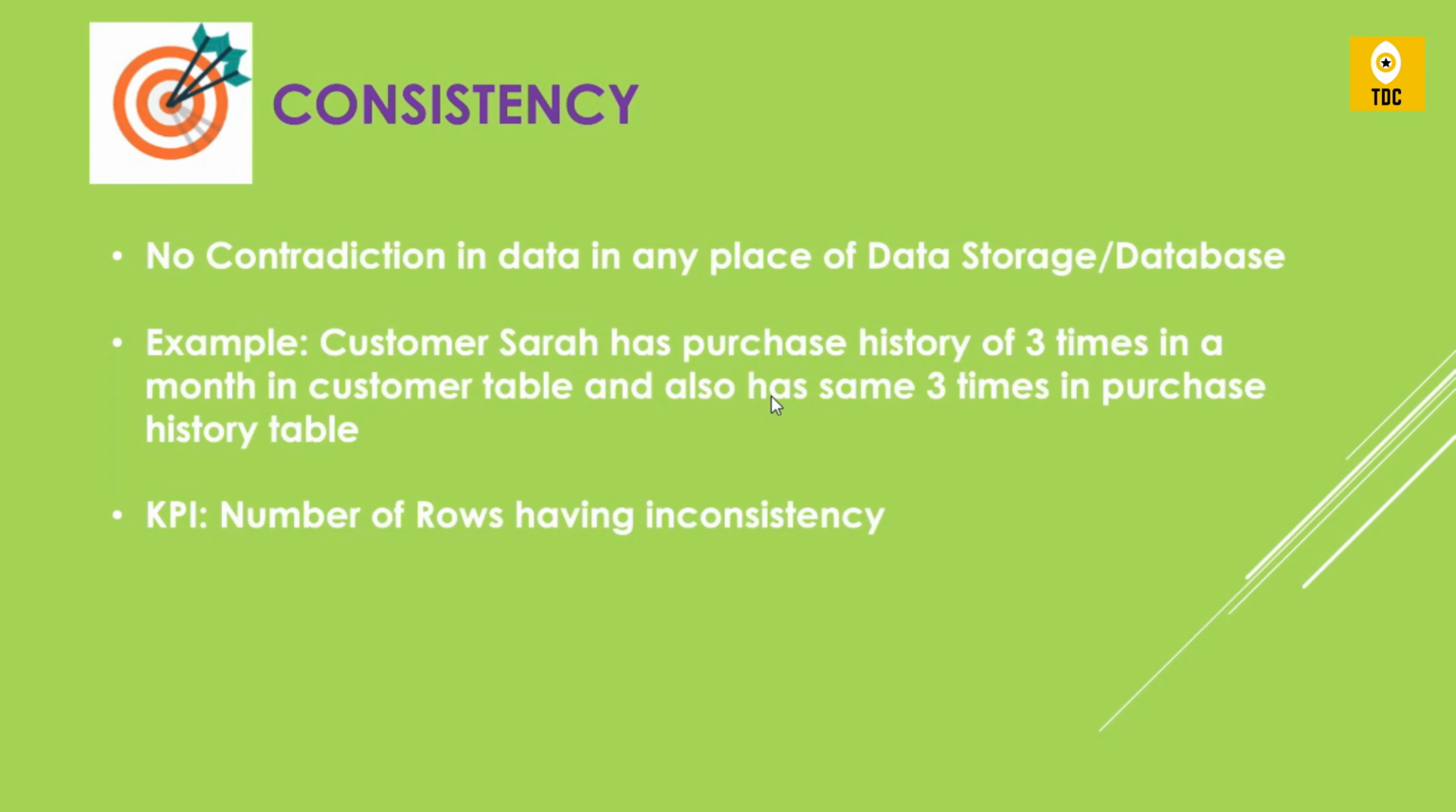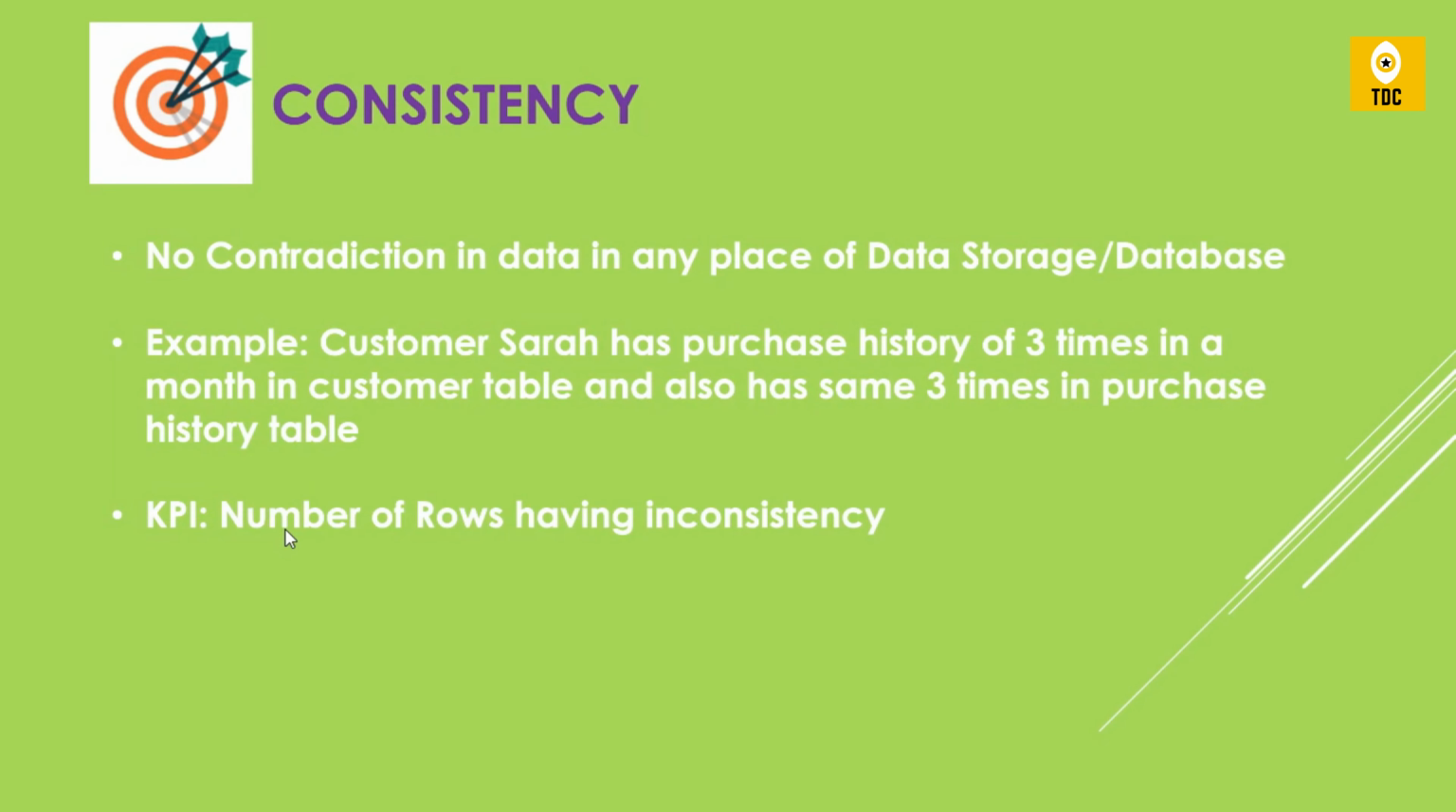It might be different tables or different systems for that matter. If you are using a database, a CRM, an ERP tool, in all the systems the story should be the same. The data should be the same. The story behind the data should exactly be the same. That is what we call consistent data. And what is a key performance indicator here? The number of rows having inconsistency.